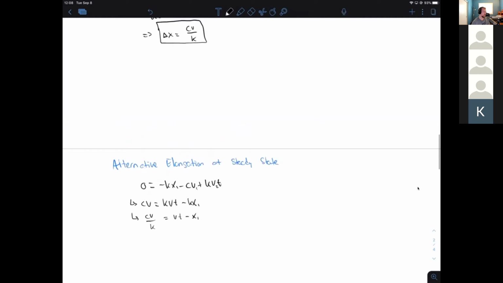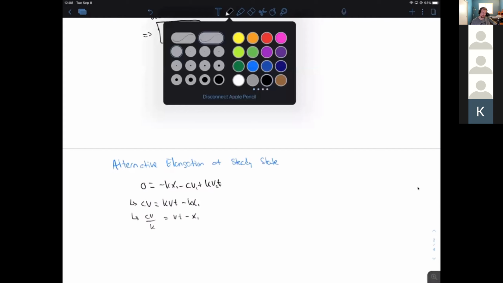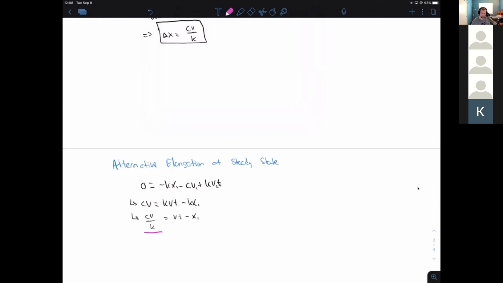Well, right above where we boxed our elongation, the elongation is equal to c times v divided by k, which is what we have on the left-hand side right here. Okay, so those are the same. So I can just plug in for delta x. Then we get delta x equals v times t minus x.